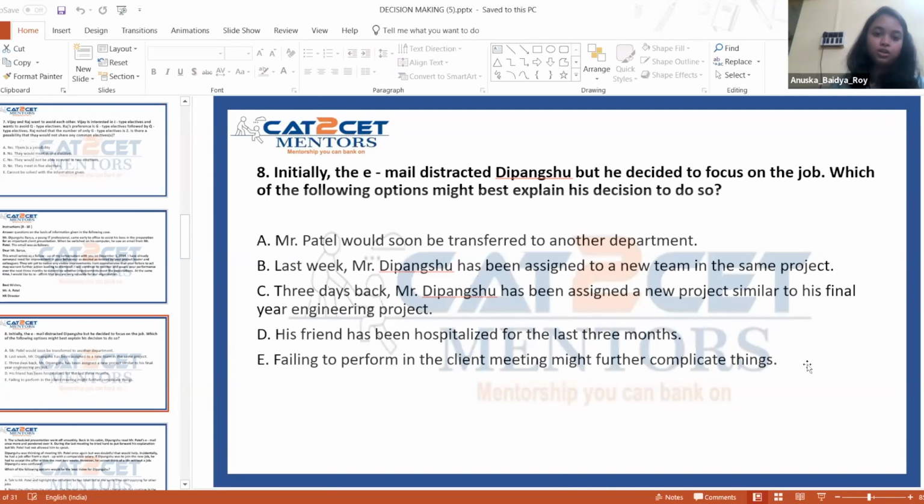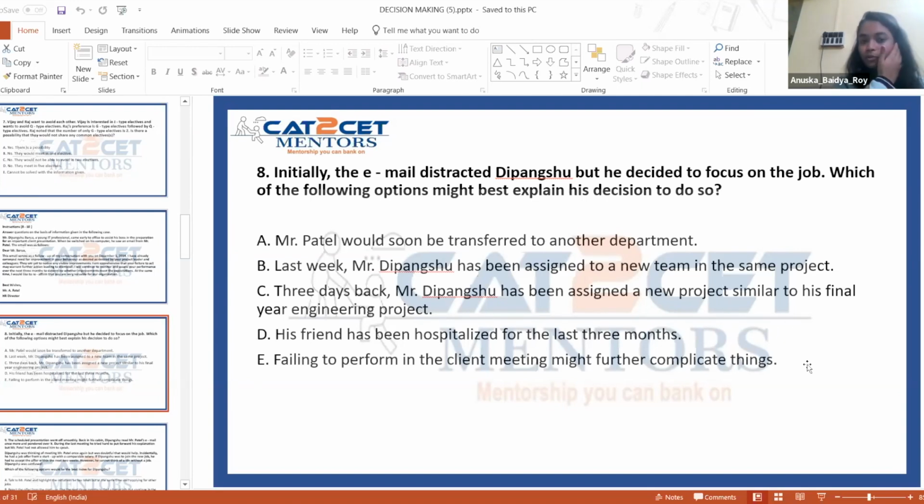So for option number A, what does that say? Mr. Patel would soon be transferred to another department. Okay. So he is transferred to another department. Now the HR is common across all departments. Okay. So does that advocate the fact that Mr. Dipanshu is focusing on his job rather than thinking about the mail? Not really, because even if he goes to another department, the HR would be monitoring him.